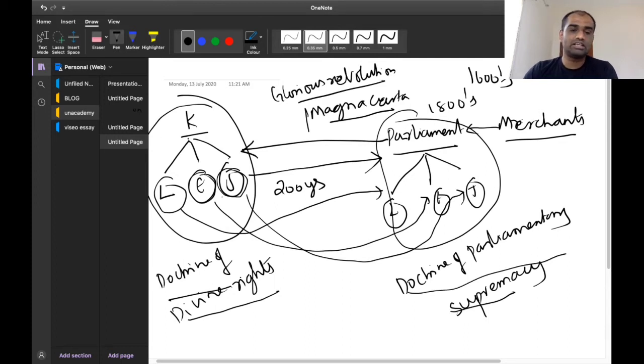Because in that type of government, the king is a very powerful person. All three organs derive their power only from the king. That's why that theory is called the doctrine of divine rights. But in this type of government, all three branches derive their power from Parliament. That's why this theory is called the doctrine of parliamentary supremacy. Clear? Now this happened in the UK.